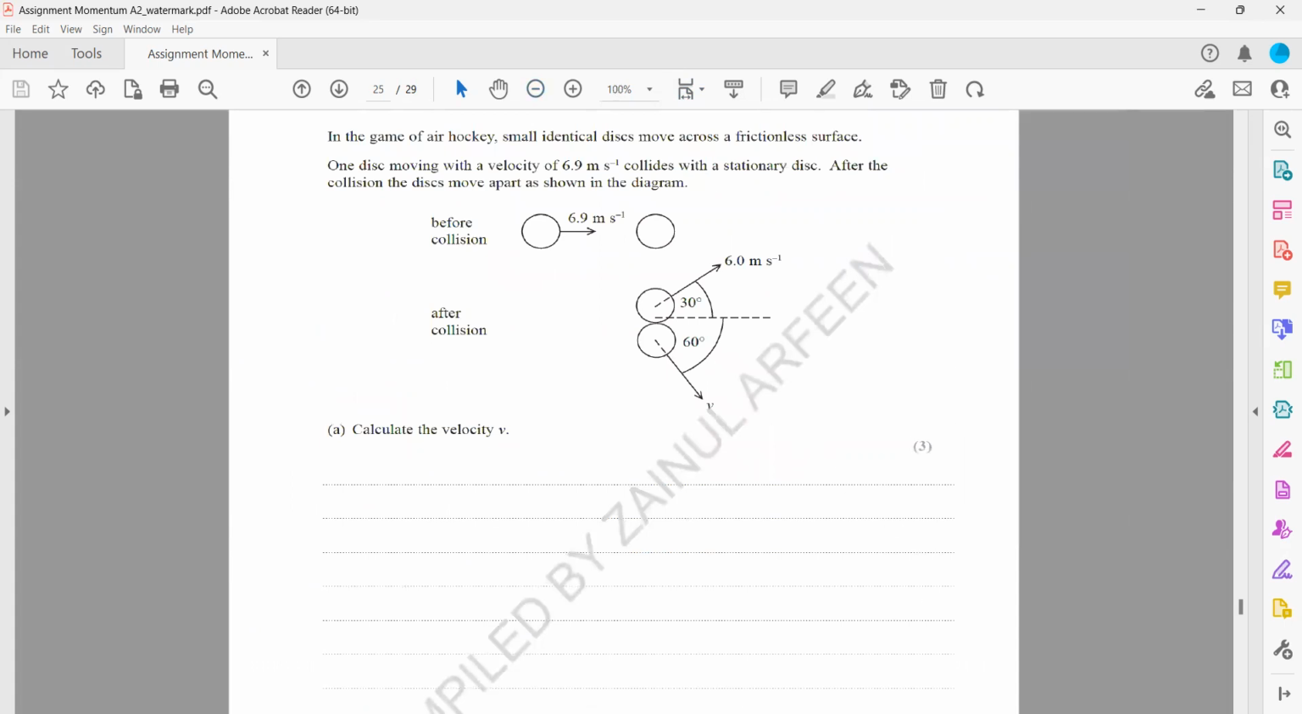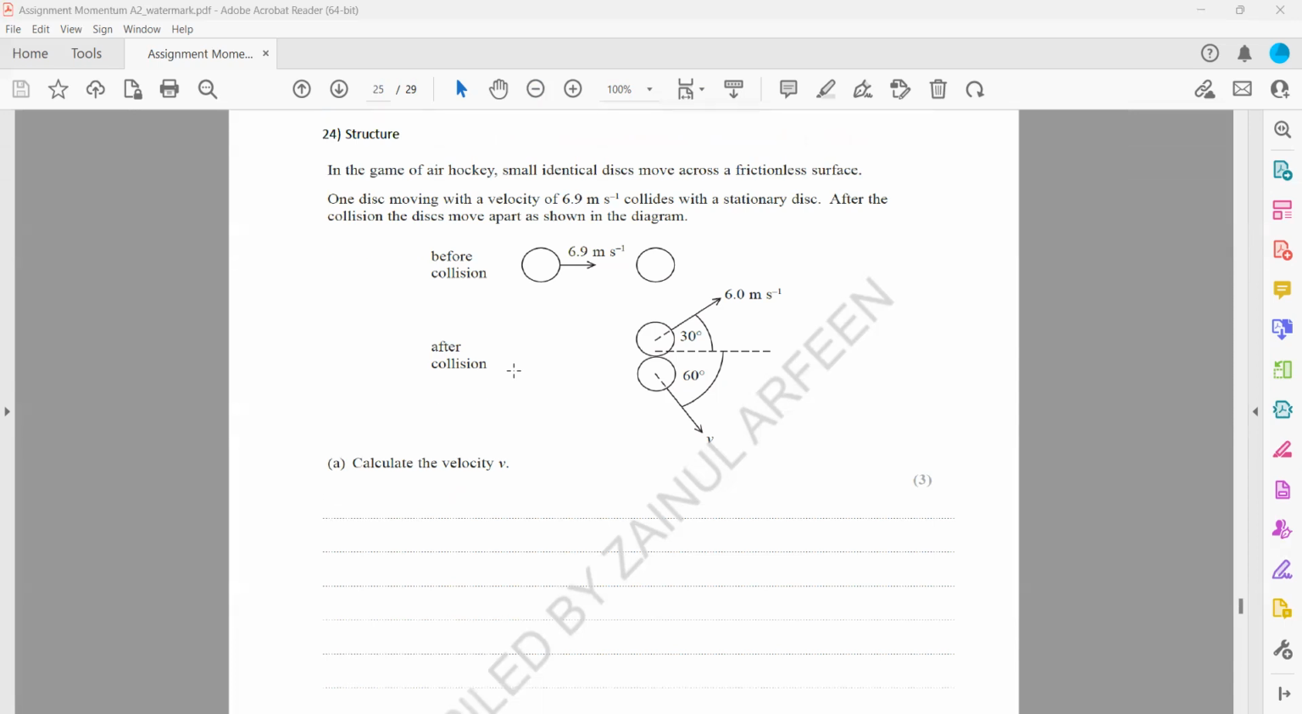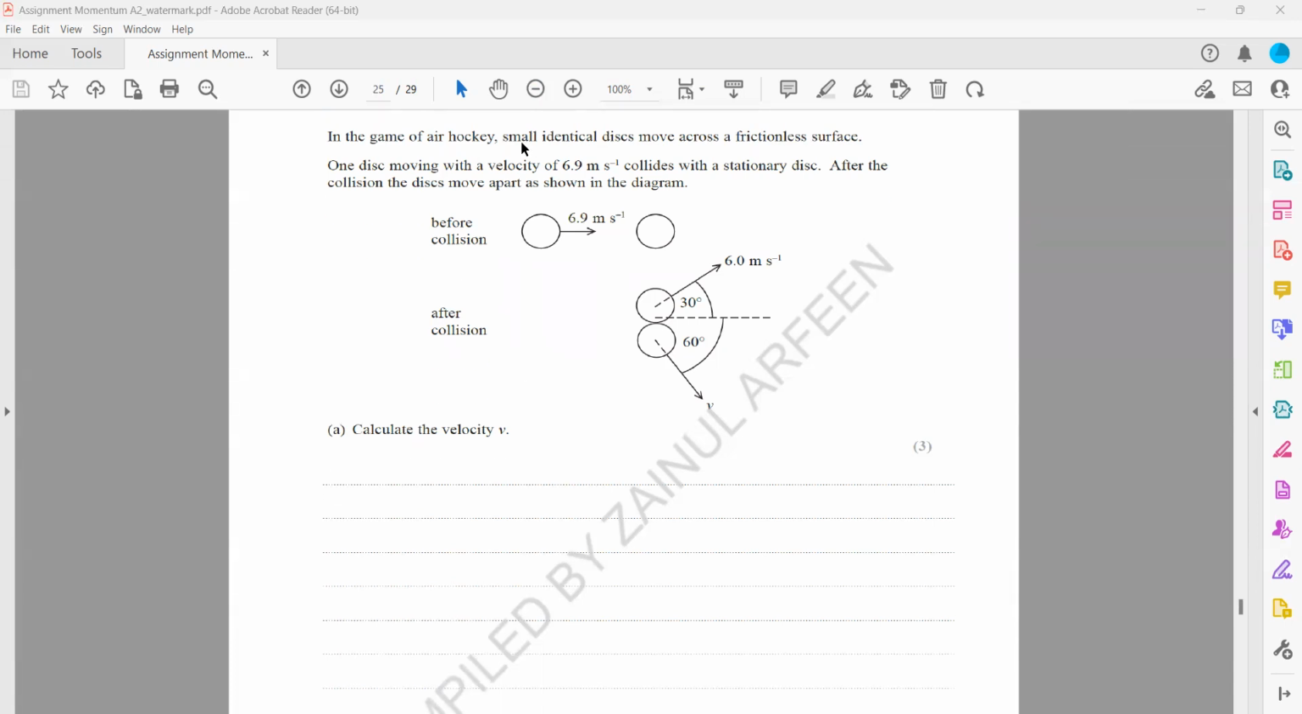Whenever two objects collide and change direction after the collision, you can take a component of the momentum, either horizontal or vertical. If I take horizontal, the mass of a disk is not given, but I guess it will cancel out as it is common. So in the x direction, when I take conservation of momentum, this mass is m into 6.9 plus this one is 0.